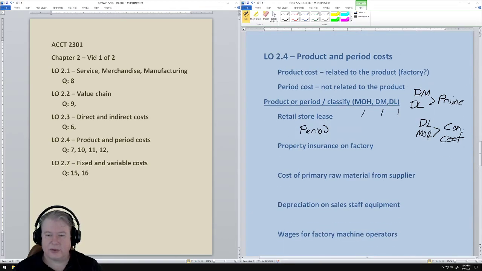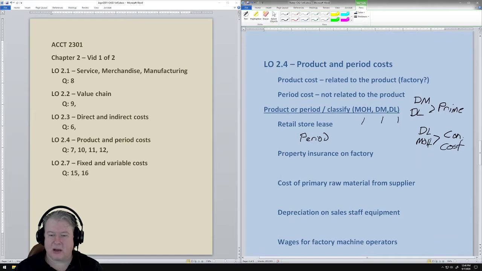When we look at the property insurance on the factory. So I had mentioned before, insurance may be one of those dubious ones, but if we said on the factory, in other words, it's a necessary cost to running the factory, we would say, okay, well, that is probably a product cost. But can we trace insurance directly to any product? We can't. So we would say this is probably manufacturing overhead.